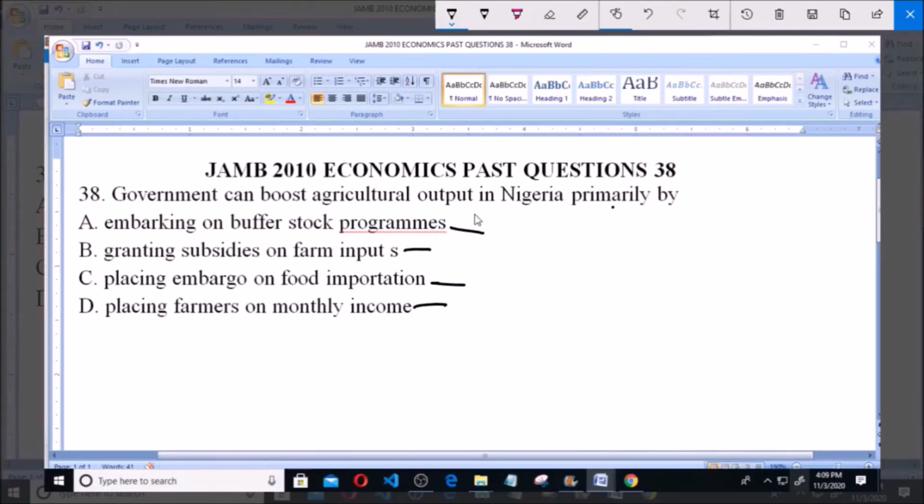The following are the roles of government in agricultural development in Nigeria, and they include establishment of agricultural programs, provision of storage and processing facilities, provision of credit facilities, provision of farm inputs, provision of basic amenities, provision of research findings, provision of agricultural education, provision of pest and disease control services, provision of effective transportation network, and provision of extension services. So from our options, B is the correct answer, granting of subsidies to farmers.